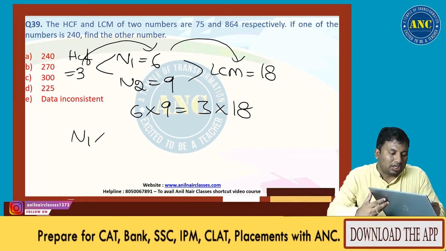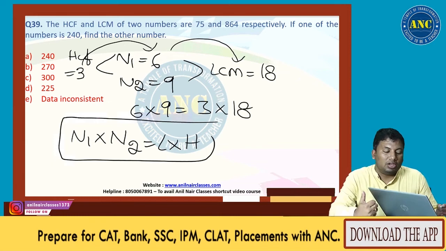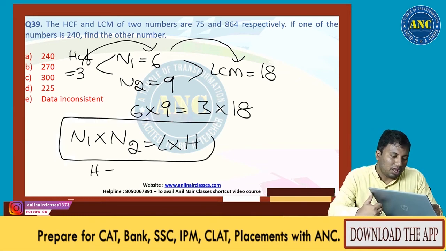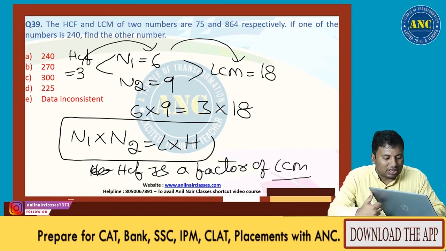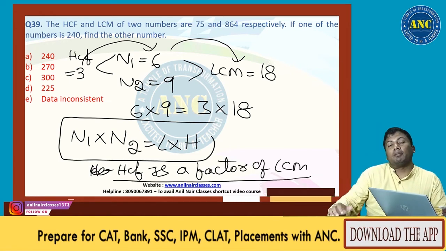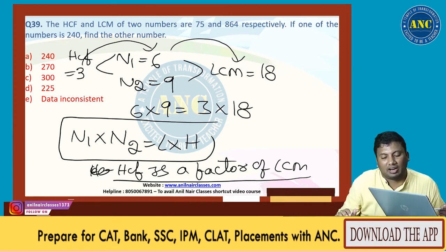Extremely important concept. A lot of teachers who just go for coaching once, who do not know the head and tail of number system, blindly use this formula. This is used only when HCF is a factor of LCM. HCF should be a factor of LCM. Why? Because HCF is a factor of the number, which is a factor of LCM. That means HCF should be a factor of LCM.